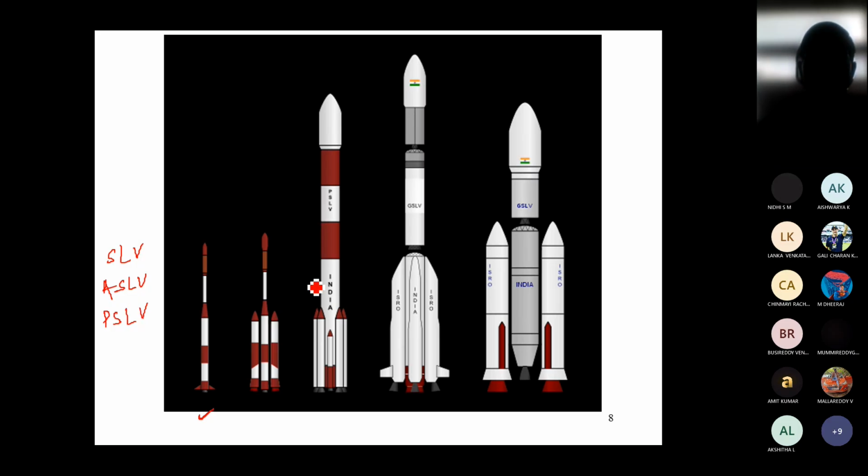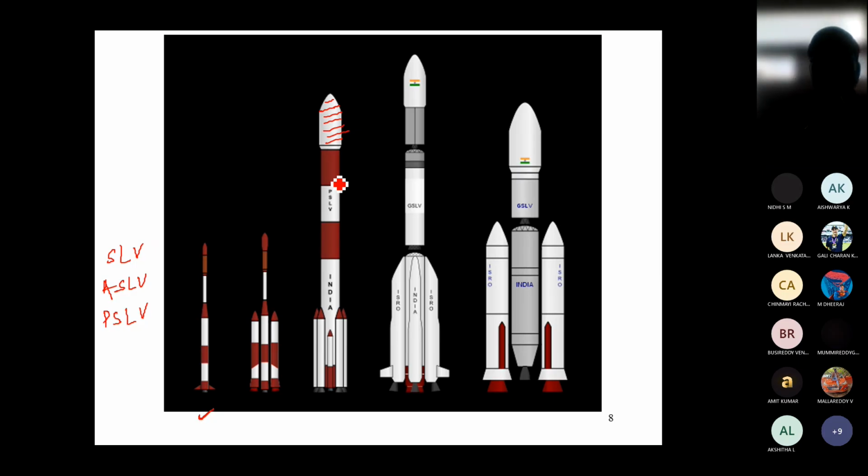If you have a look at all the rockets or launch vehicles, your satellite is only this portion. Only the white portion is the satellite, and the rest of the portions are not the satellite. Those are part of the launch vehicle. These are different stages. We can call this one stage. This white portion is another stage. This red portion is another stage. Again, this white portion and red portion. These are different successive stages.